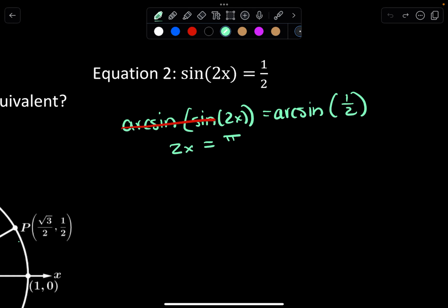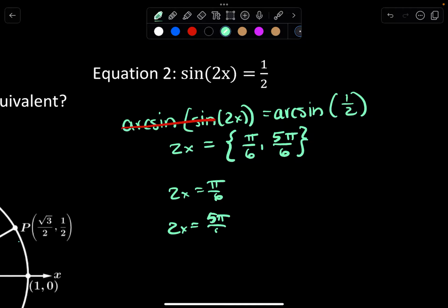And I'm going to write it as a set like this. So I have pi over 6, 5 pi over 6. Now, this is the same as writing 2x is equal to pi over 6 and 2x is equal to 5 pi over 6. This saves a lot of time and it saves a lot of space as well. So you don't have to use this. You could list them separately if you want to, but in my examples, I will be writing it like this to save space and time.